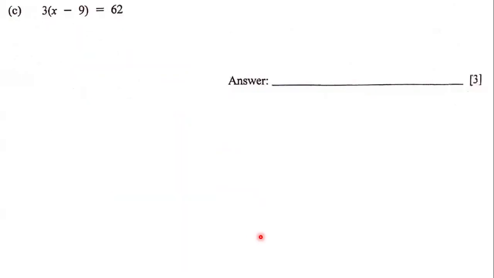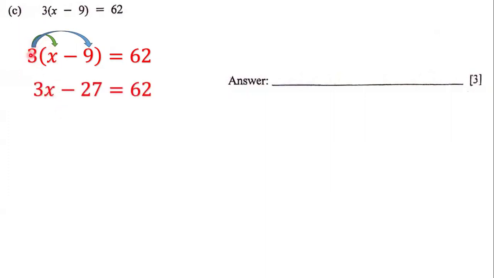Next, we need to solve this particular equation. We have 3, open bracket, x minus 9, close bracket, is equal to 62. What we're going to do here is distribute. So 3 times x and 3 times negative 9. 3 times x is definitely 3x, and 3 times negative 9 is negative 27. So we have 3x minus 27 is equal to 62.